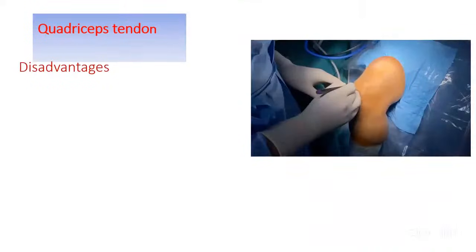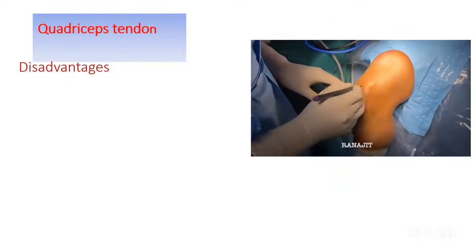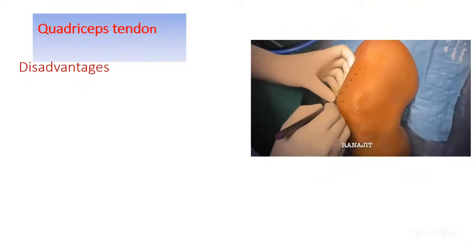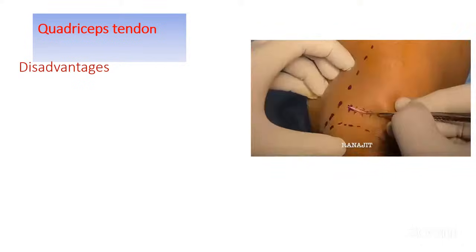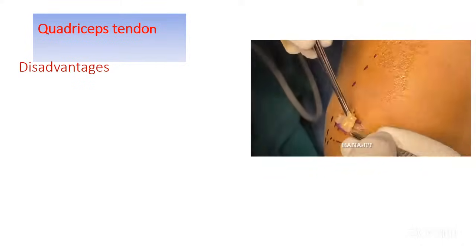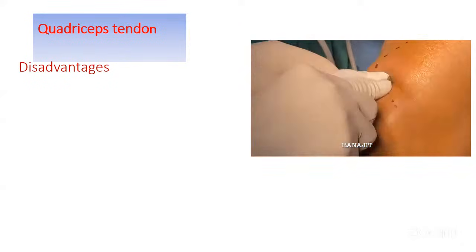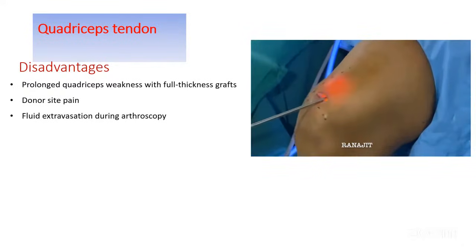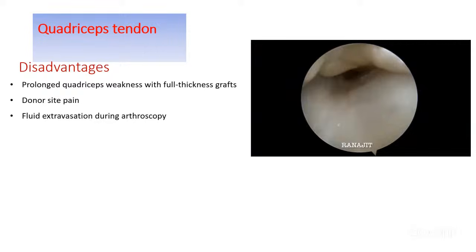and it can be harvested minimally invasively as well. So without giving a big incision, we can just give a very small incision which is cosmetically appealing, and then harvest the quadriceps tendon graft, which is very useful in PCL reconstruction, and we are using it regularly of late. But the disadvantages are also there with the quadriceps tendon, with prolonged quadriceps weakness with full thickness grafts, donor site pain, fluid extravasation during the arthroscopy.